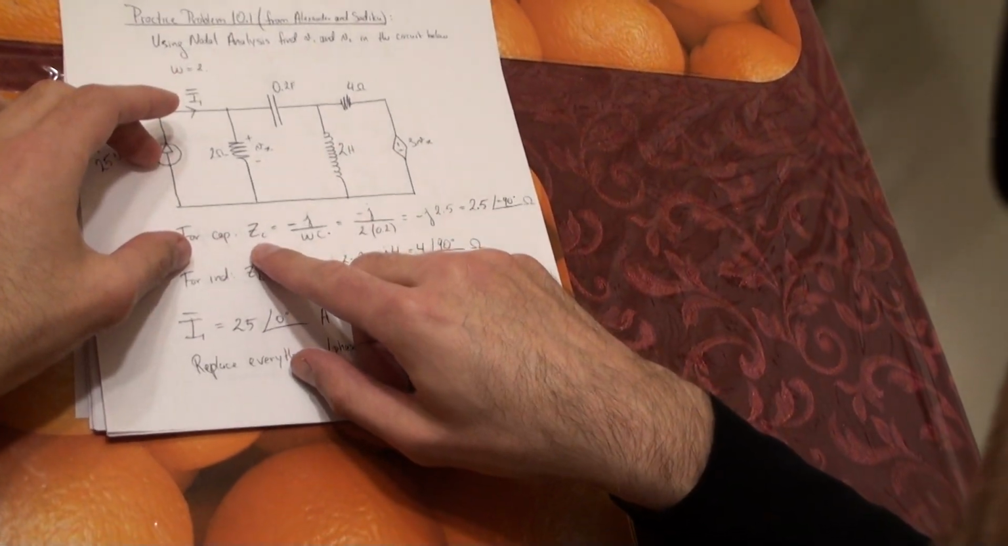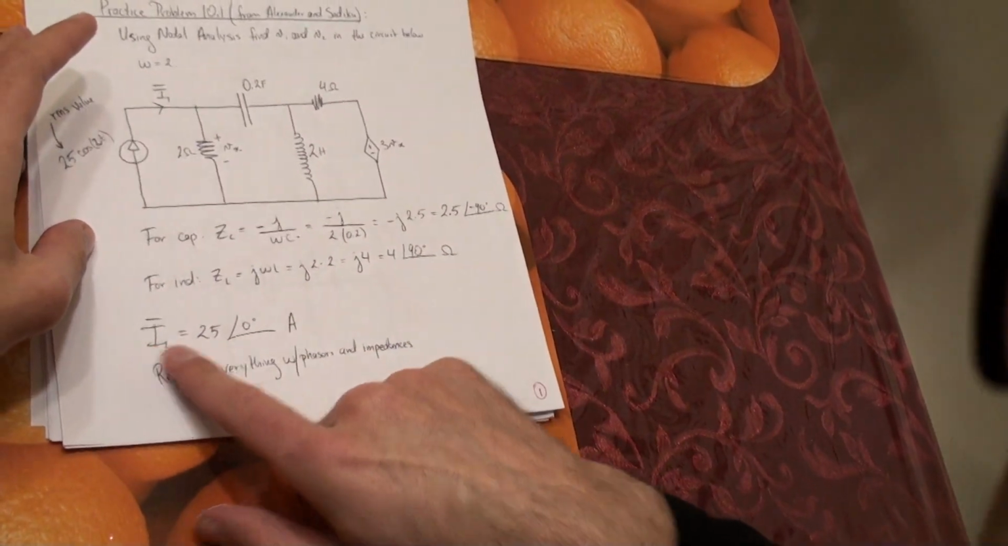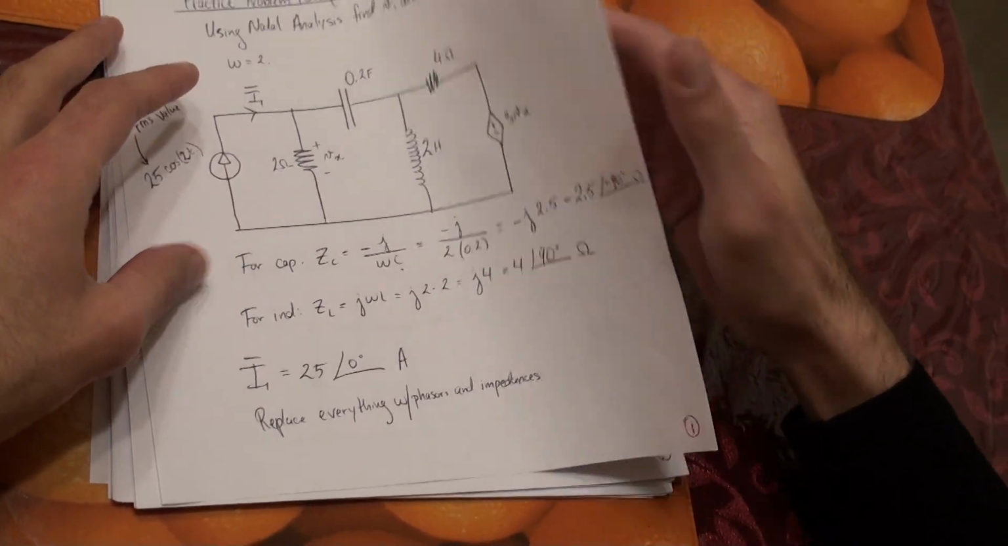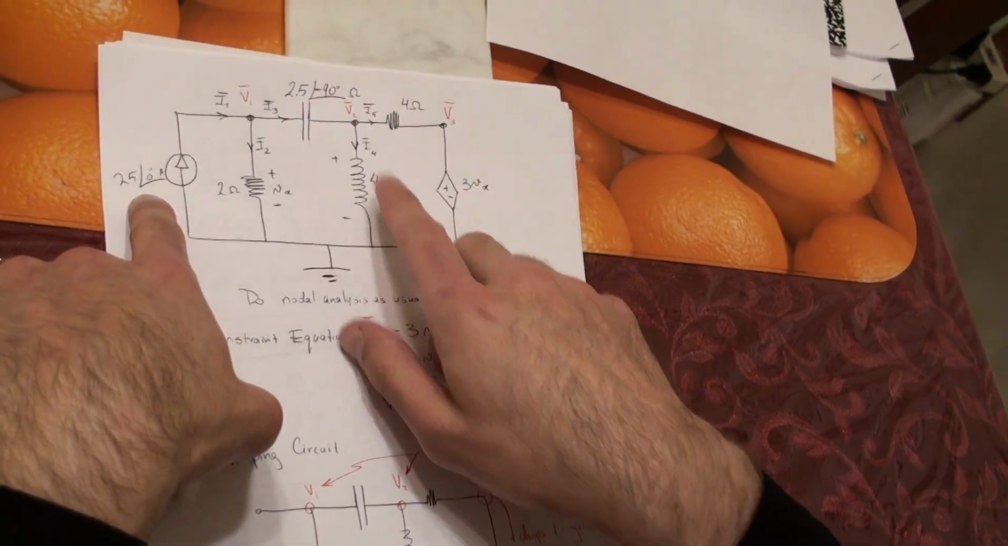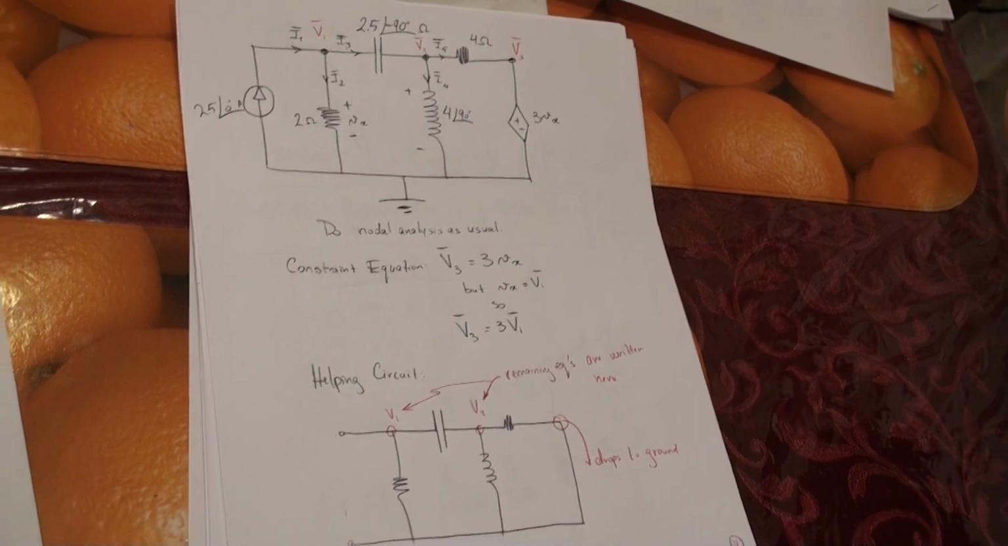So for the capacitor, we find the impedance. For the inductor, we find the impedance. And for the current source, we find the phasor. So then, we redraw the circuit with phasors and impedances. And then we apply nodal analysis as usual.